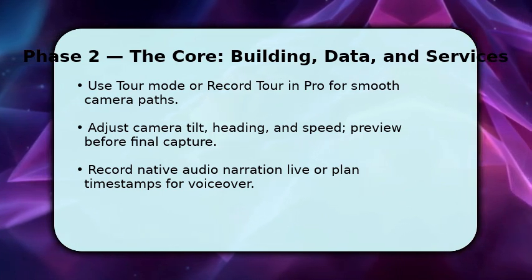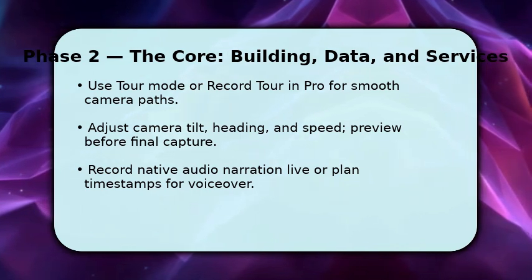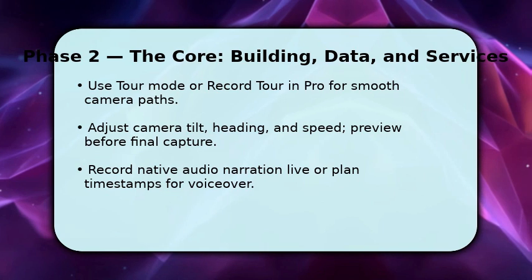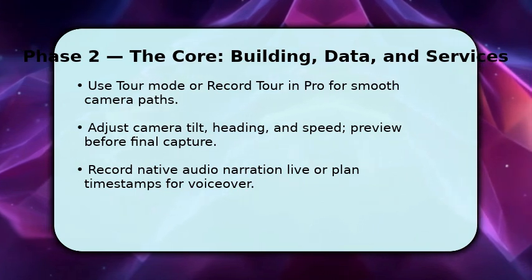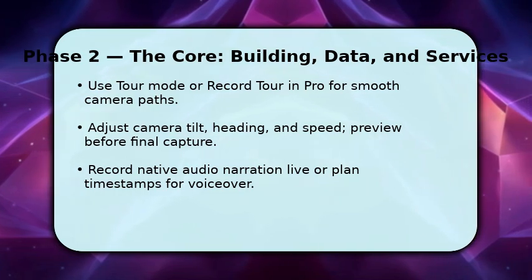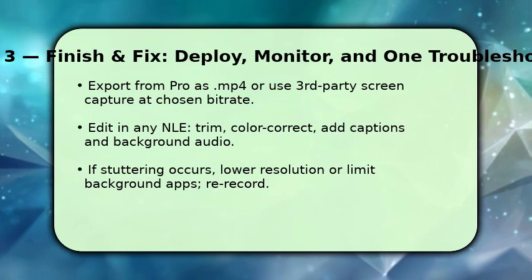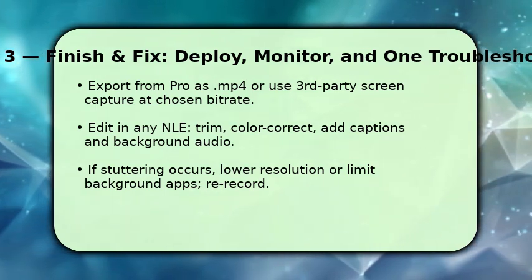You can either record voice live with a headset or mark timestamps for later voiceover. Once done, stop the recording, save the tour, and export the video file or captured footage for editing. Export the finished tour from Google Earth Pro as an MP4, selecting your bitrate and resolution. If you use screen capture, save the raw file.